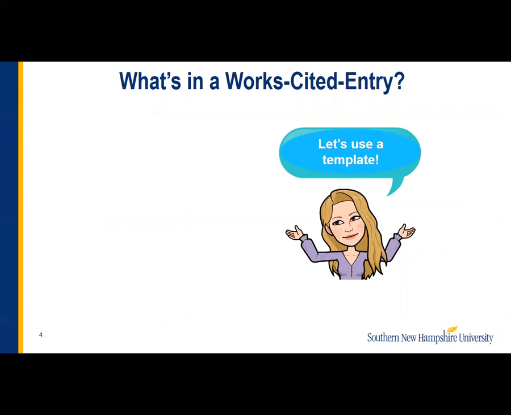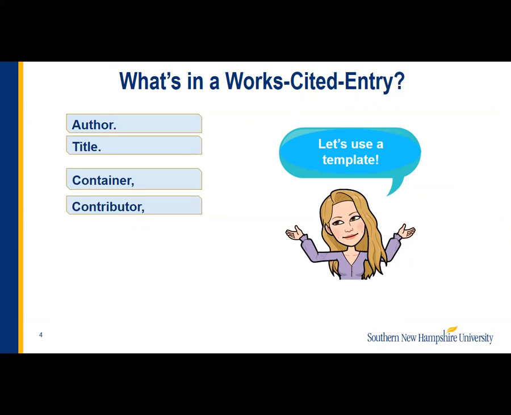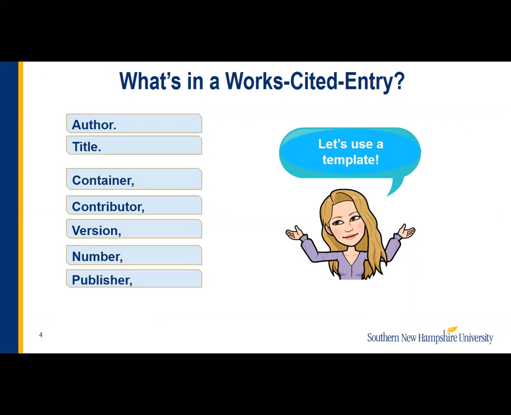You might be wondering how to create a works cited entry or what exactly goes into one. Well, a works cited entry can be created using the MLA template of core elements, which is a list of facts common to most sources. These include the author, the title of the works, the container, which is what the works is contained within, the contributor, and things like the version, number, publisher, publication date, and location.